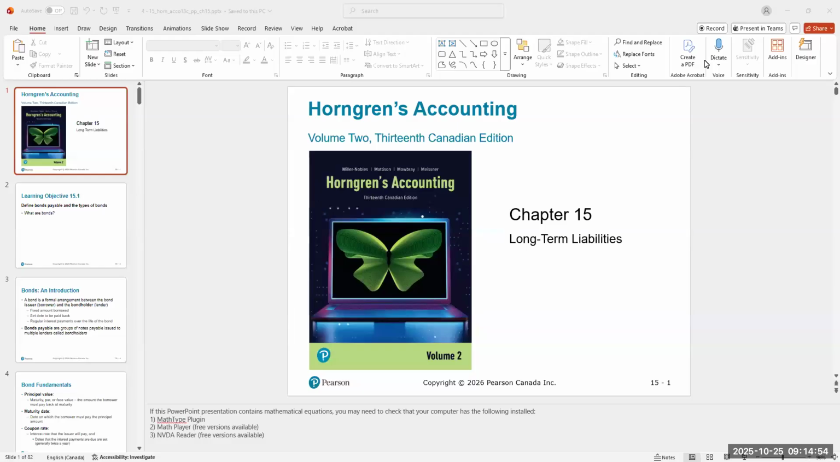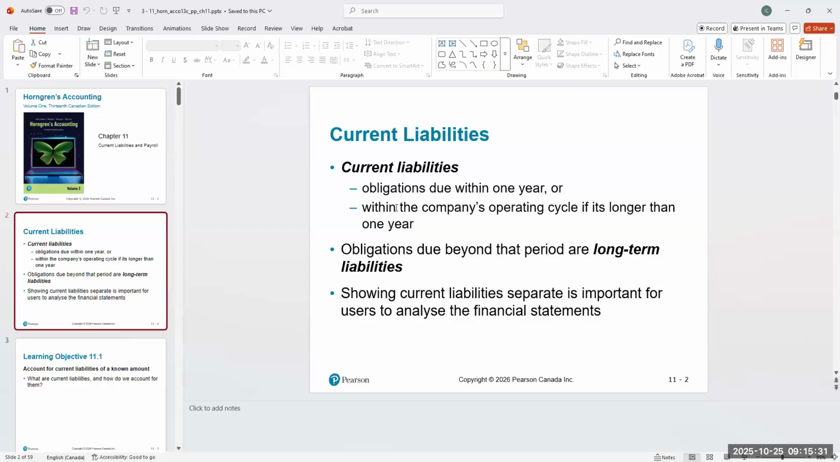Chapter 15 is long-term liabilities. Now, briefly, we can go back and see what the liability is. And the liability, again, has all three components of time in it. It has past, it has present, and it has future. So the pure definition for the liability is a current obligation, or something that we have done in the past, which has to be settled in the future.